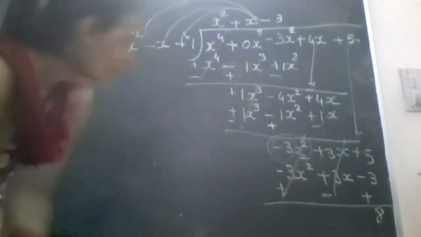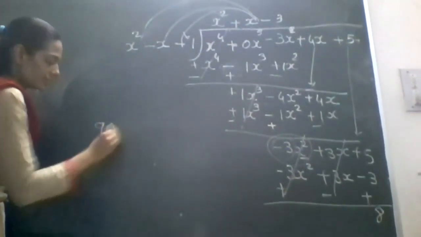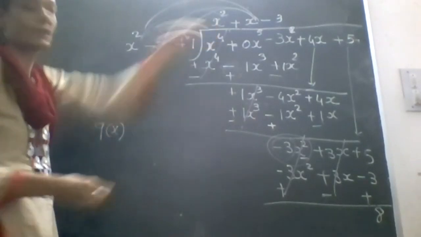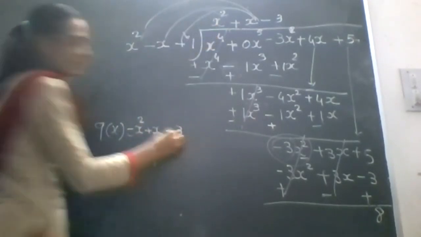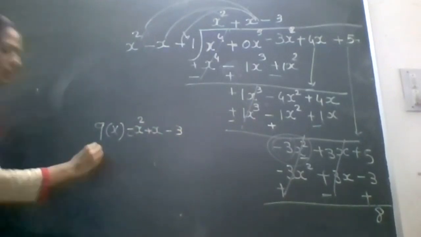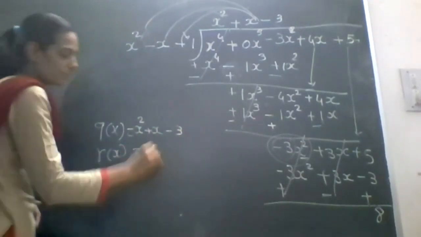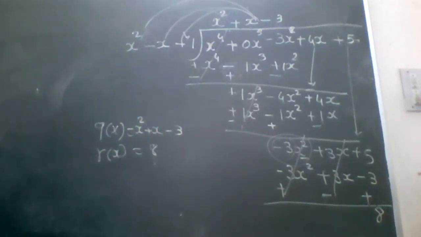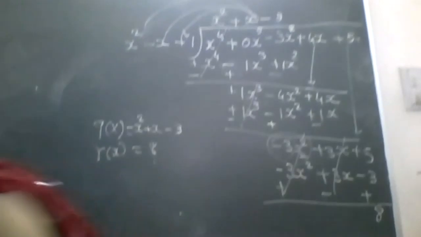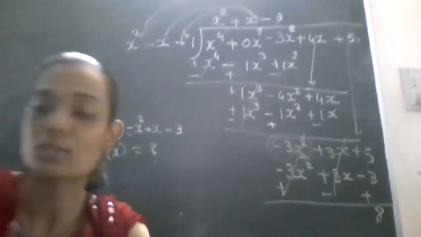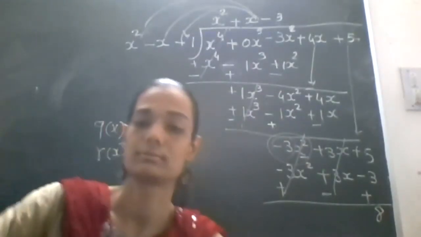Yes. Now, what is your q of x now here? That is the upper one. What did you get here then? X square plus x minus 3. And what is your r of x? That would be 8 only. 8. Now, I just hope that you have understood a little bit.